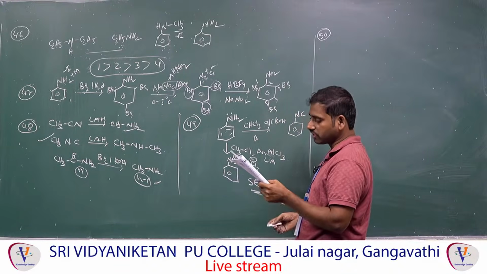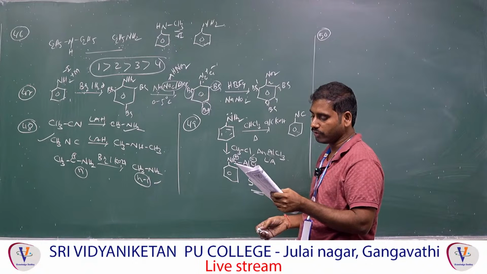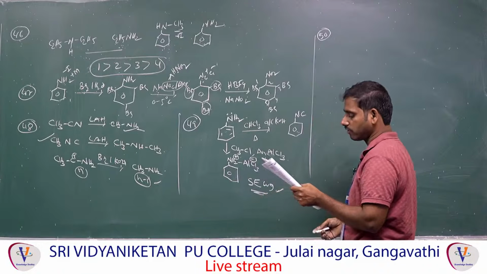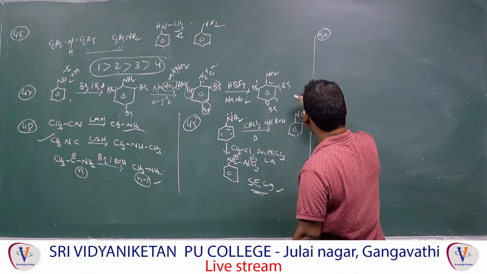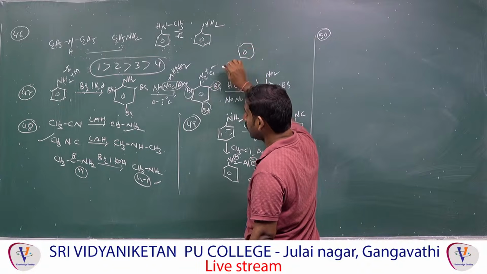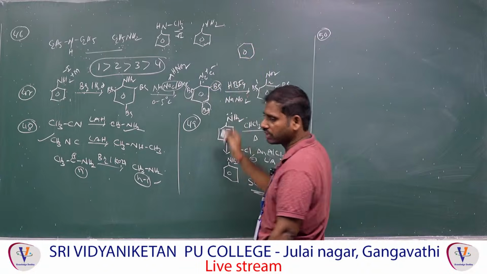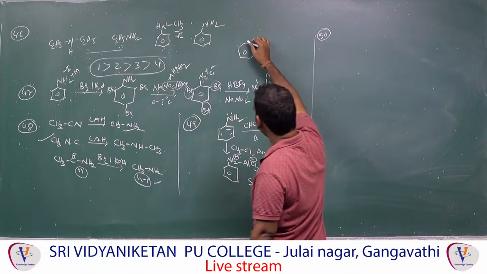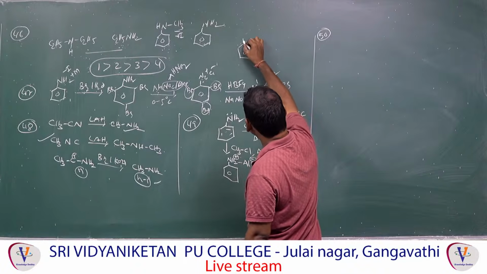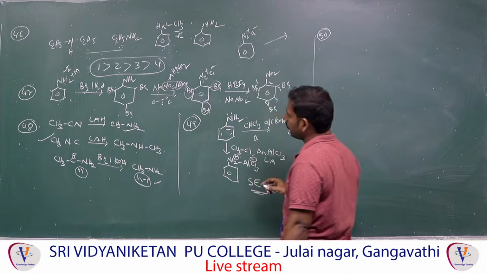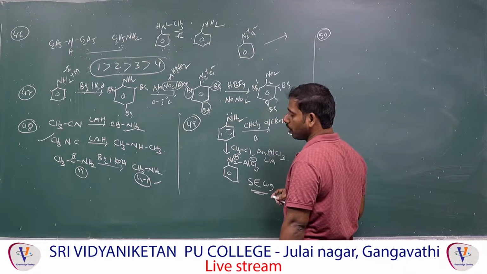Next one: insertion of iodine into the benzene ring is difficult, hence iodobenzene is prepared by the reaction of benzene diazonium chloride with potassium iodide. Correct. Using benzene diazonium chloride, you can prepare chlorobenzene and bromobenzene by the Sandmeyer reaction. But iodobenzene is difficult to prepare that way, so the Sandmeyer reaction is not useful for preparing iodobenzene.